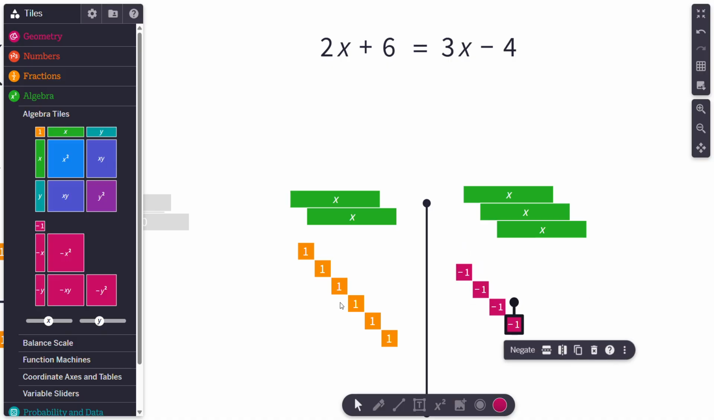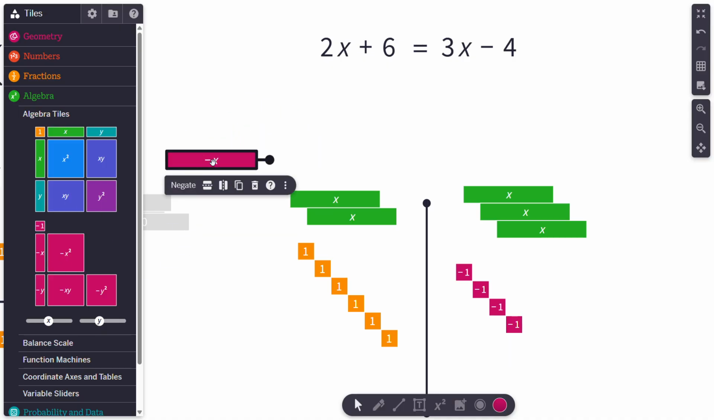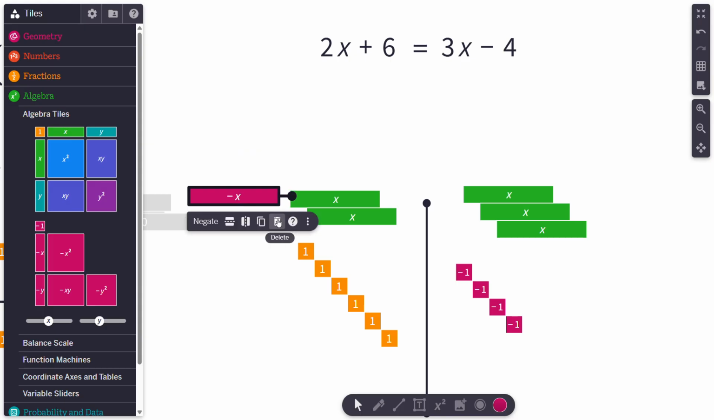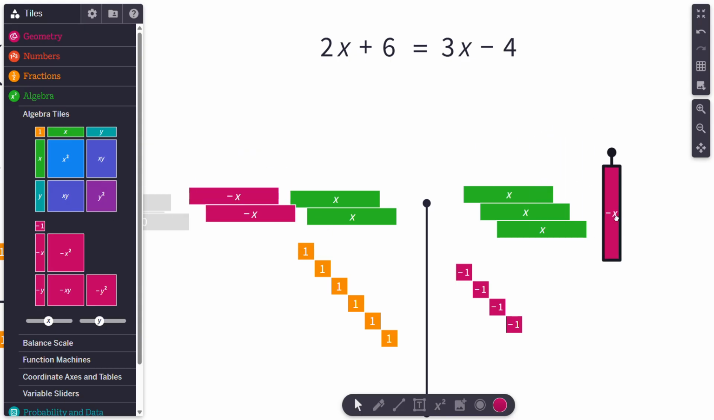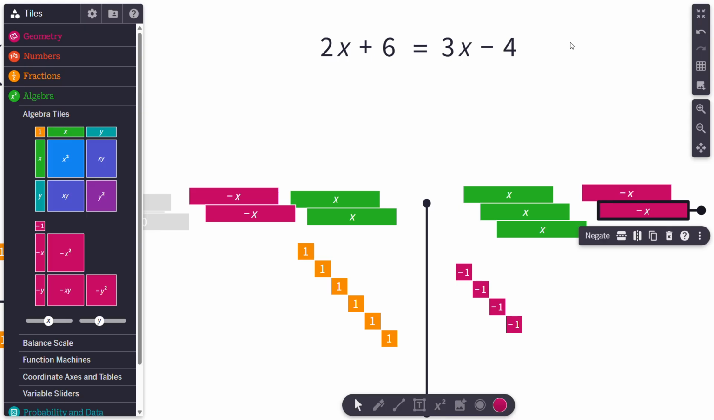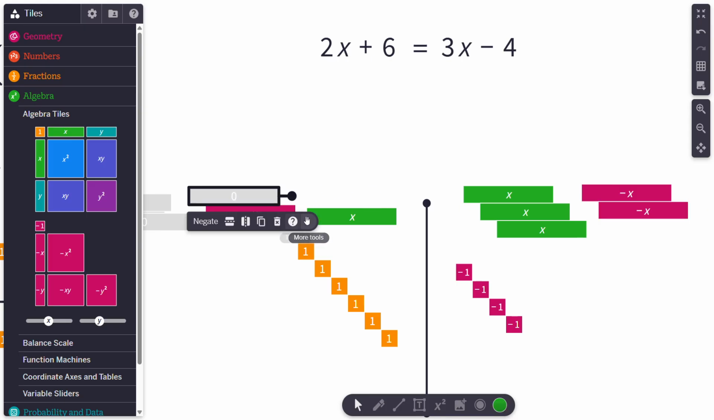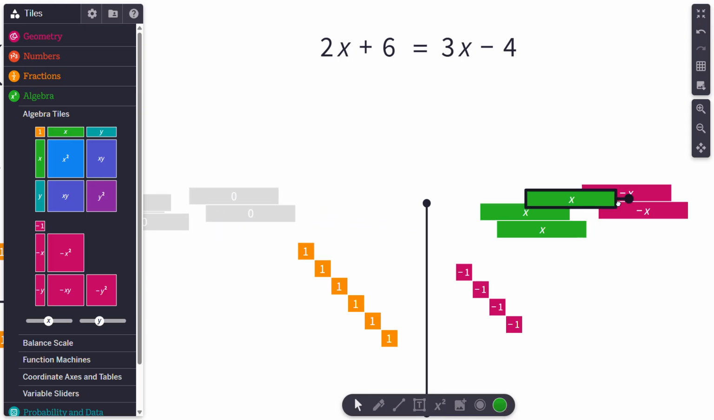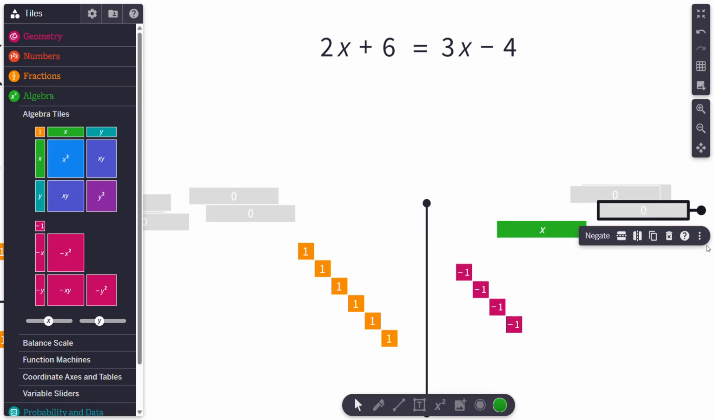So now I want to get rid of the 2x because it's smaller, so we're going to subtract 2x to start with. So to do that, we got to use a negative x algebra tile, and like that. Same thing over here. This one's going to be rushed, and I apologize because I have a minute. So 0 paired, 0 paired, 0 paired, and 0 paired. We're left with x. 1, 2, 3, 4, 6 equals x minus 4.